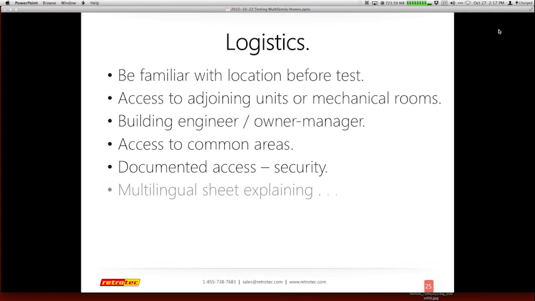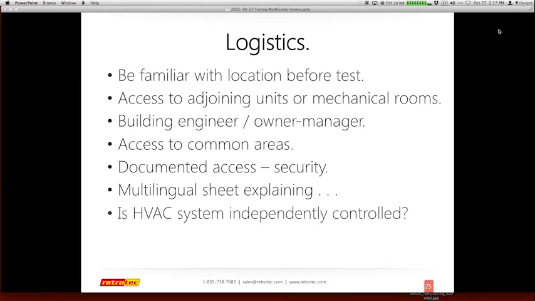That means access to adjoining units or mechanical rooms to find out if they're part of or connected to your air barrier, depending on the type of location. You definitely want to have your building engineer or owner or manager not just go through a walkthrough with you, but be there that day. They are a representative of the building and can help overcome some of the challenges, especially the engineer, who can open doors for you or make sure things are off that you have to have off in order to do your testing.